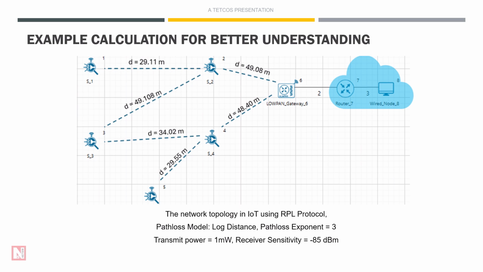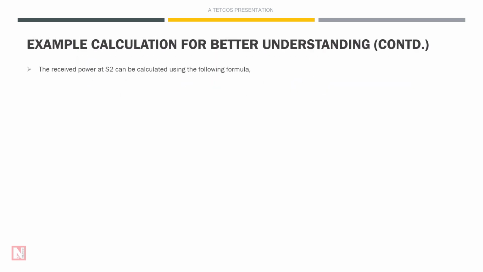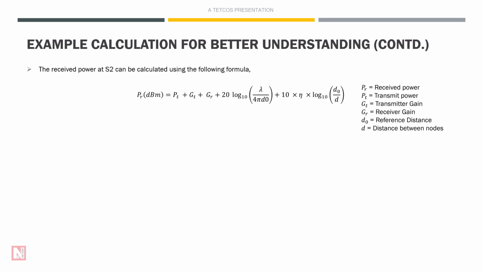To calculate the received power at node S2, we use the log distance path loss model. The formula is received power in dBm equals transmit power plus transmitter gain plus receiver gain plus 20 times the base 10 logarithm of wavelength divided by 4 pi times the reference distance, plus 10 times the path loss exponent multiplied by the base 10 logarithm of reference distance divided by the actual distance between the nodes.